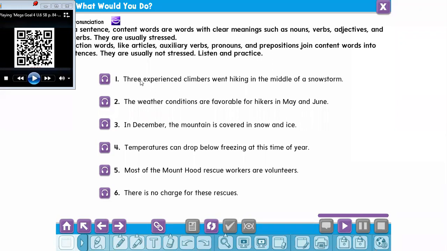Let's listen and see which words he stressed. Three experienced climbers went hiking in the middle of a snowstorm. The weather conditions are favorable for hikers in May and June. In December, the mountain is covered in snow and ice.